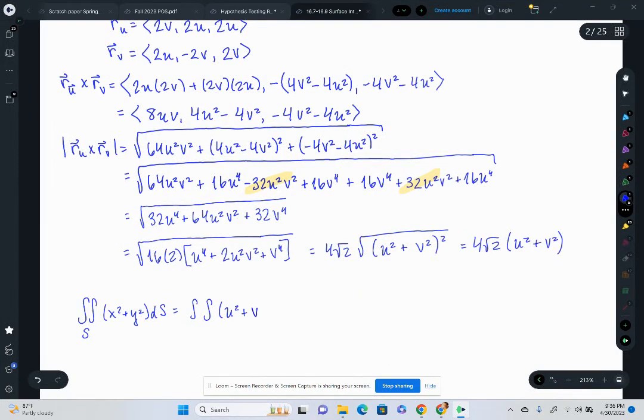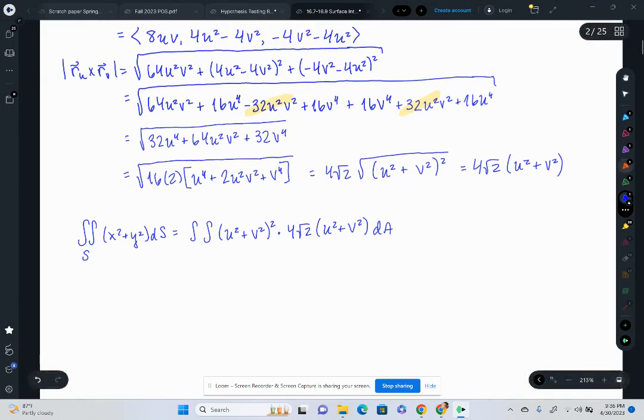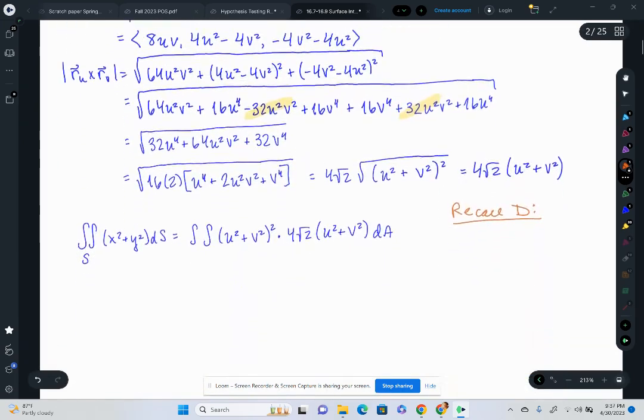So I'm going to put that into my integral: u squared plus v squared all squared. That's replacing the x squared plus y squared. dS is 4 square root of 2 times u squared plus v squared. And then I have my dA, or du dv, however this is going to be done. I'm going to write it as dA for now. And then I want to recall our domain, which was given to us, let me recall exactly how they wrote it: u squared plus v squared is less than or equal to 1.